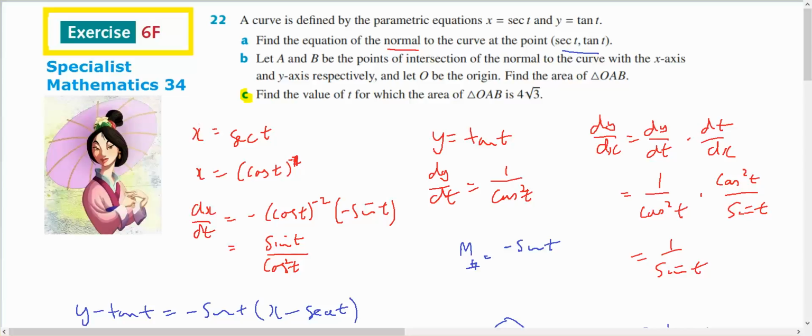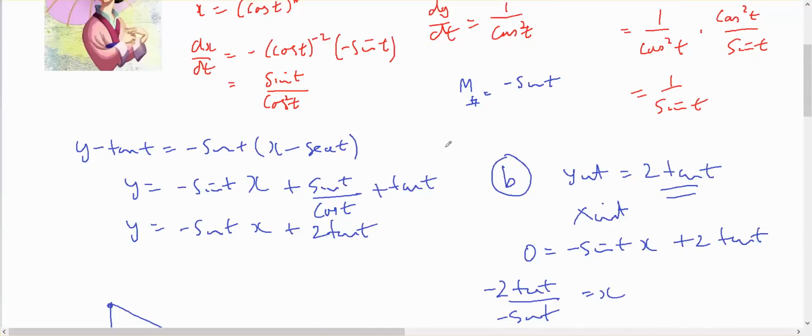This is for Year 12 Special. It's a continuation of question 22 from 6F. In the previous video I showed how to get the values for A and B. Find the value of t for which the area is equal to 4 root 3.